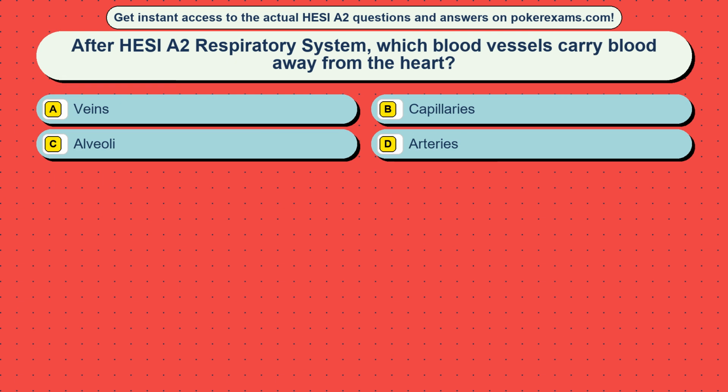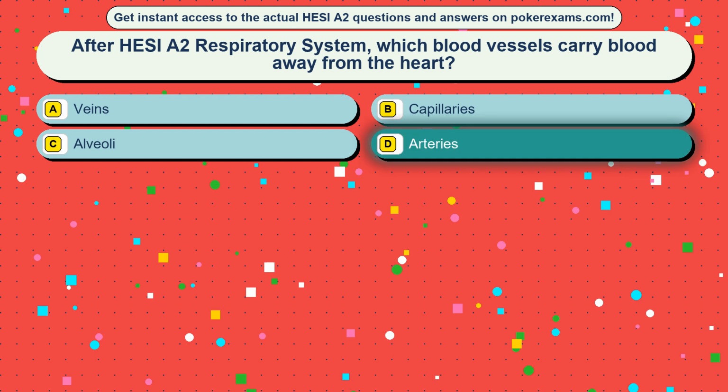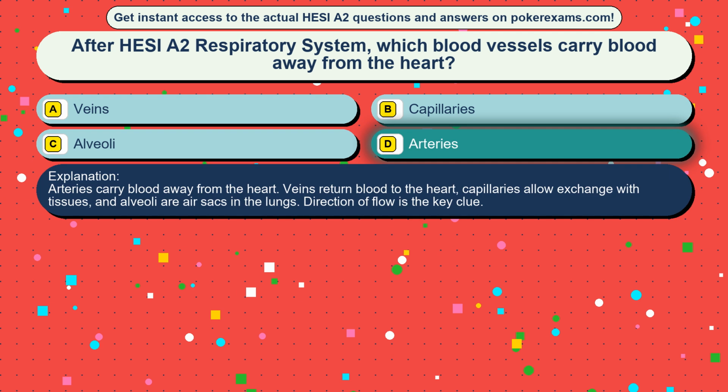Question 46. After HESI A2 respiratory system, which blood vessels carry blood away from the heart? Option A, veins. Option B, capillaries. Option C, alveoli. Option D, arteries. The correct answer is option D, arteries. Arteries carry blood away from the heart. Veins return blood to the heart. Capillaries allow exchange with tissues, and alveoli are air sacs in the lungs. Direction of flow is the key clue.